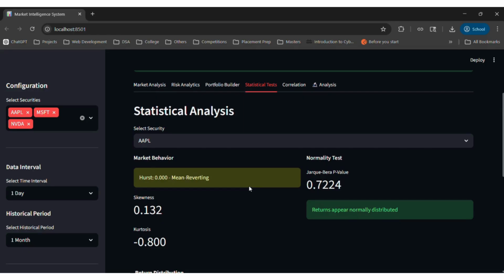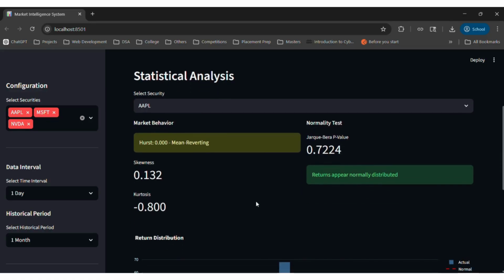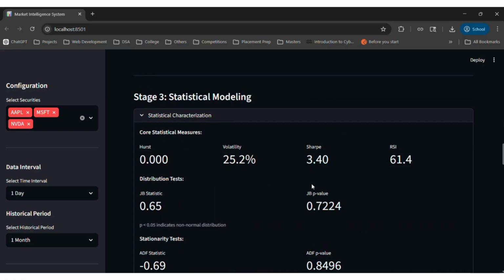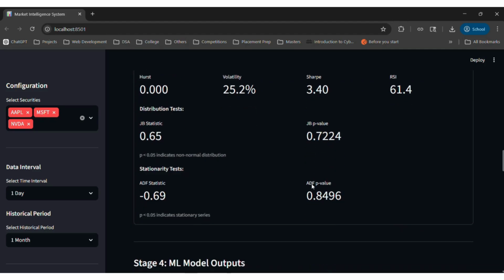We performed the JB test to check whether the data follows a normal distribution. Why this matters? Many financial assumptions rely on distribution properties. It helps validate statistical reliability. We use the ADF test to check if the time series is stationary. Why this matters? Non-stationary data leads to unreliable predictions. Stationarity is required for many time series models.